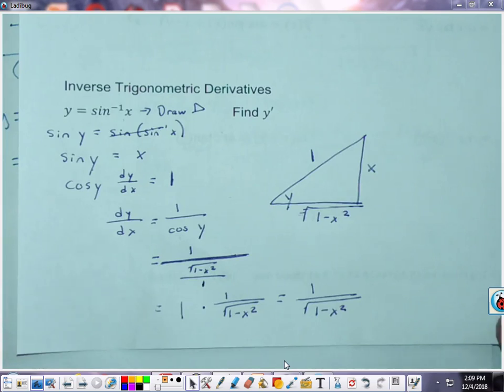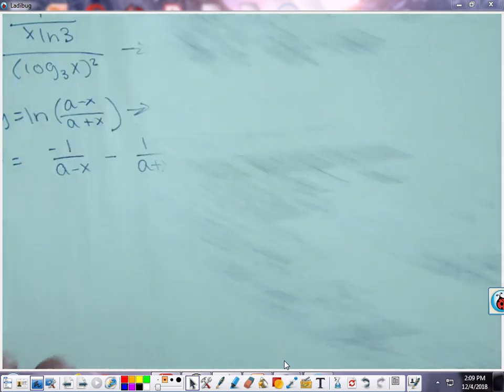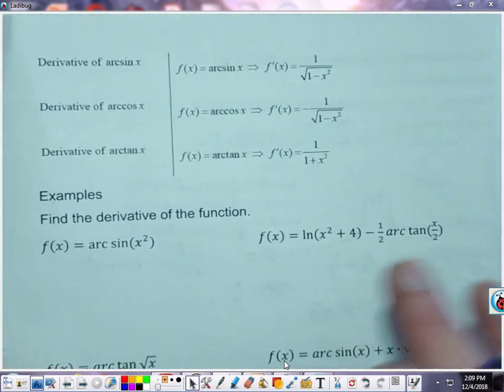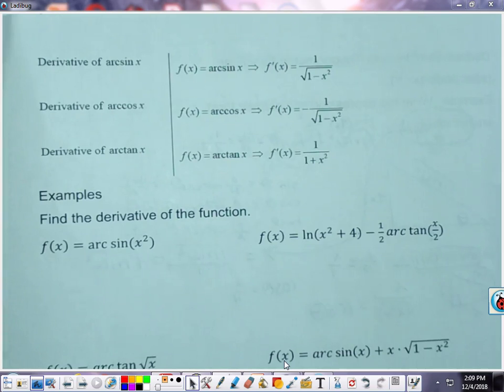Two for the exam. These are the three rules associated with the derivative of arc sine x, arc cosine x, and arc tangent x. I just proved the first one. You prove the other two the same way. Just for fun, I did that last night to see how long it would take. It doesn't take very long. If you'd like to prove the other two, we can. If you'd like to skip it, we can.